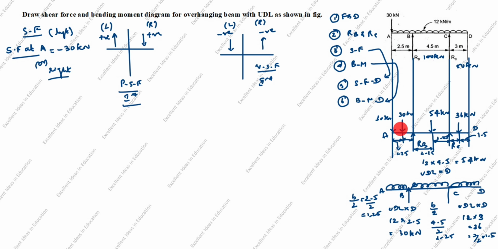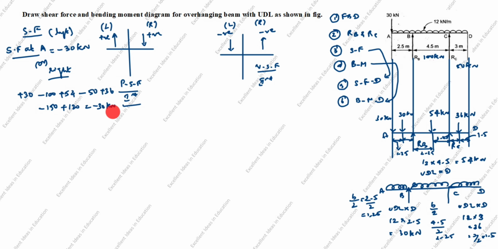You see the arrow comes down. Down on the right side is positive, plus 30. Next, the arrow goes up. Up on the right side is negative, minus 100. Next, the arrow comes down, positive, plus 54. Next, the arrow goes up, negative, minus 50. Next, the arrow comes down, positive, plus 36. Minus 150 plus 120 is equal to minus 30 kilonewton.